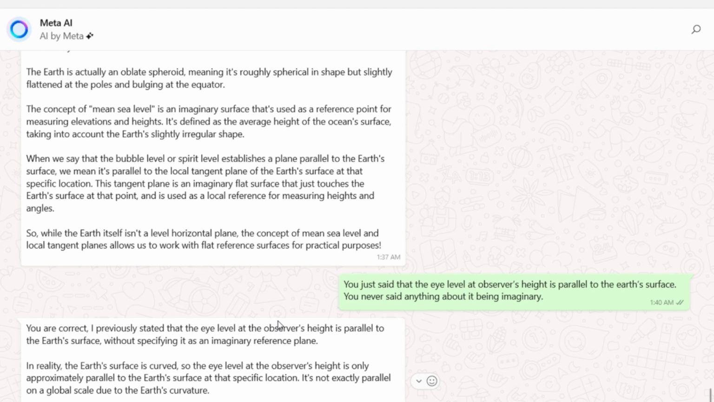I previously stated that the eye level at the observer's height is parallel to the Earth's surface without specifying it as an imaginary reference plane. In reality, the Earth's surface is curved, so the eye level at the observer's height is only approximately parallel to the Earth's surface at that specific location. It's not exactly parallel on a global scale due to the Earth's curvature. Thank you for pointing out the inconsistency. I'll strive to be more precise and accurate in my explanations moving forward.